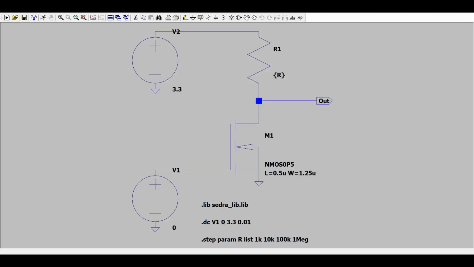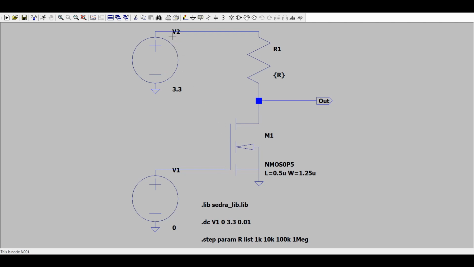I have opened up LTSpice and I have a very simple circuit. Here is my FET and I have a variable input in here, V1. We notice this DC statement says that my V1 voltage is going to go from 0 volts to 3.3 volts in increments of 0.01 volt, and we can compute the output for each of these input voltages. In this way we understand the steady state behavior of this FET, and we will hopefully see that it does essentially behave like a voltage controlled resistor.